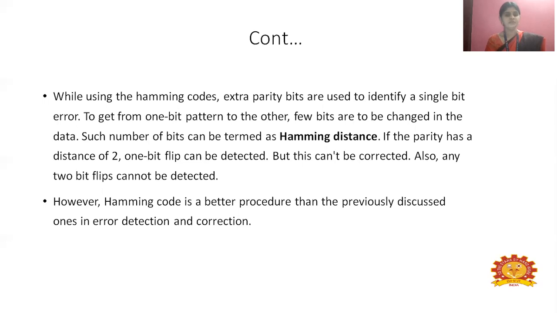One bit flip means that there is an error, but this cannot be corrected. Also, any 2-bit flips cannot be detected. So if the Hamming distance is 2, only one error can be detected. If an error occurs in 2 bits, it cannot be detected. So the Hamming code is a better procedure than the previously discussed ones in error detection and correction.